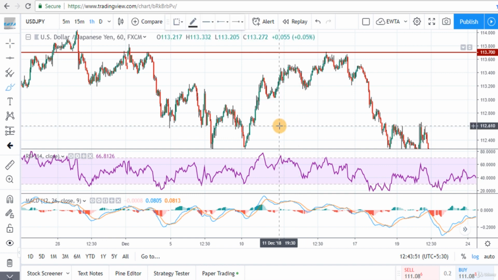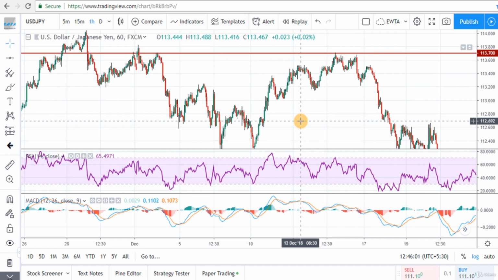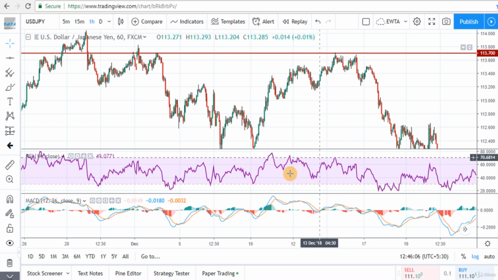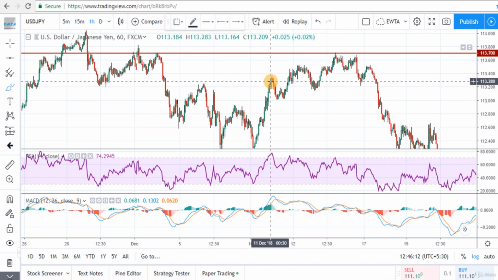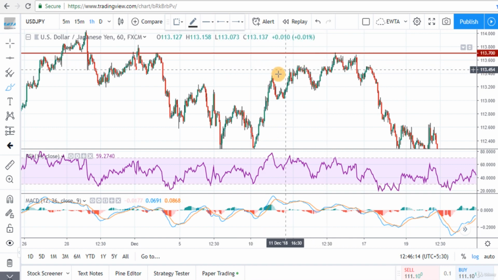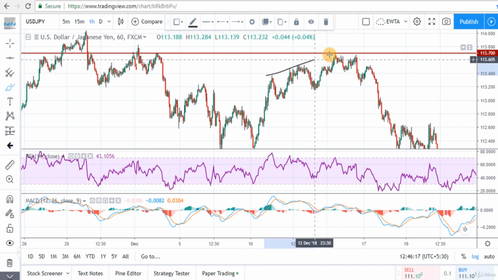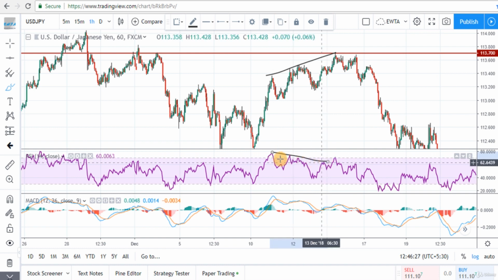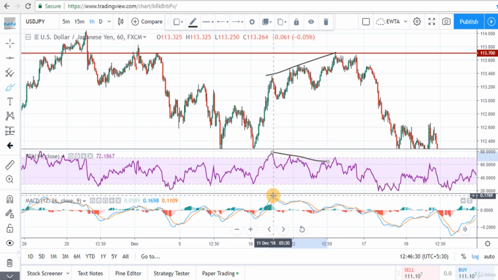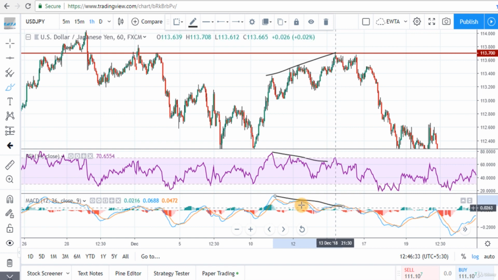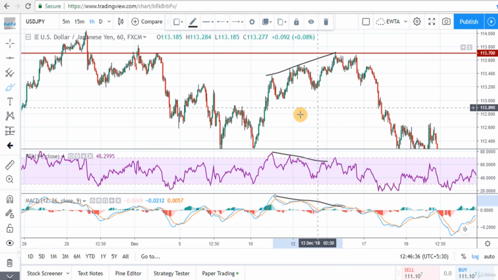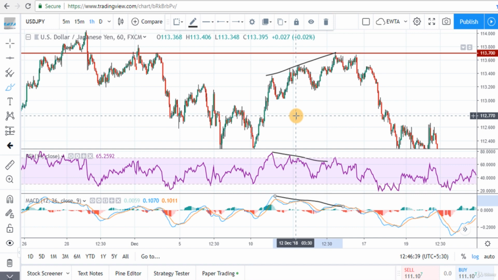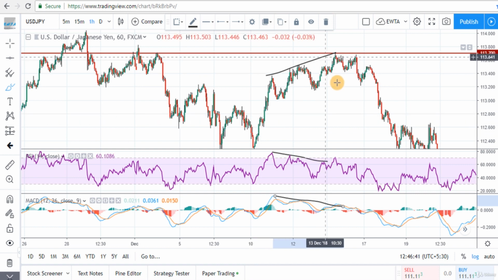As we already know, divergence can be either bullish or bearish. A bearish divergence forms when prices make a higher high but indicators make a lower high. You can see here that these peaks are going in an upward direction. They are making higher highs, but the indicator is making lower highs. See, this high is lower than this high, so these highs are going in a downward direction. Also on MACD, there are lower highs going in a downward direction. So this is called the bearish divergence, and it signals the end of the uptrend.